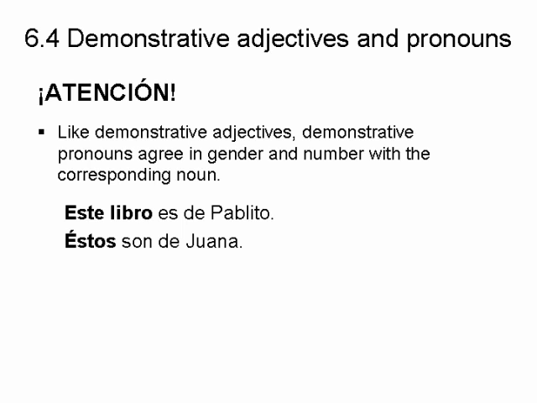Basically, your demonstrative adjectives and your demonstrative pronouns have to agree in gender and number with the corresponding noun. So, for example, este libro es de Pablito, estos son de Juana. Estos must be referring to perhaps the books, right? This book is Pablito's, these books are Juana's. And they just have to agree in gender and number, and we'd already been talking about that.